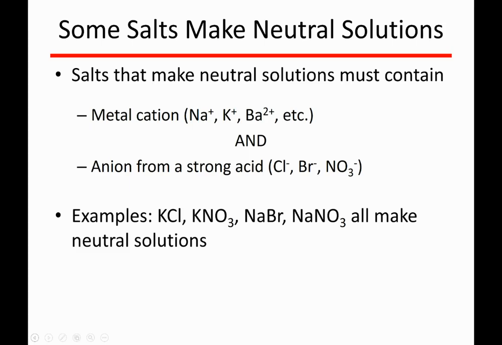That brings us to the end of this example. In the next video, we're going to take a look at calculating the pH of a 0.1 molar NH4Cl solution.